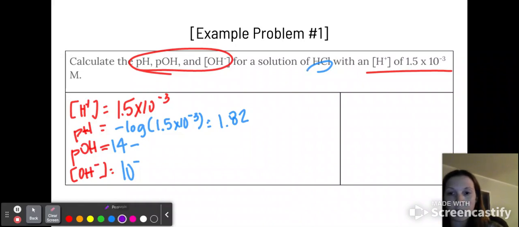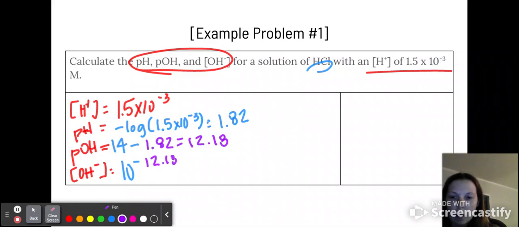So then you're going to take 14 and subtract the 1.82, which would come out to 12.18. And we're going to take that and make that my exponent on our base of 10.